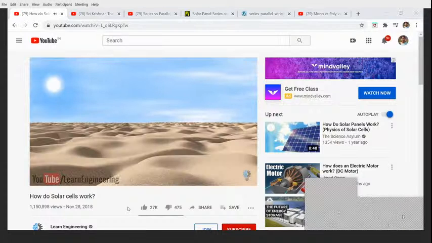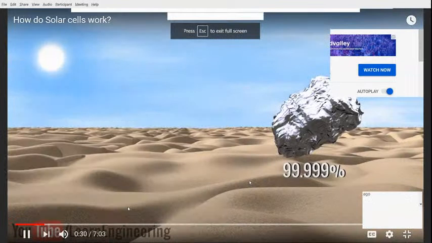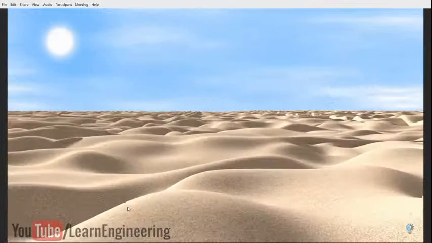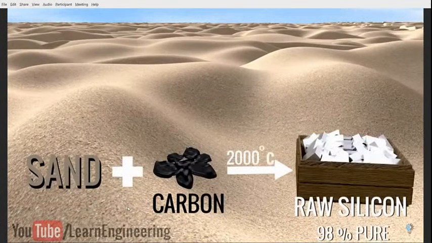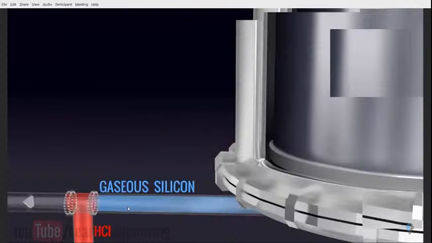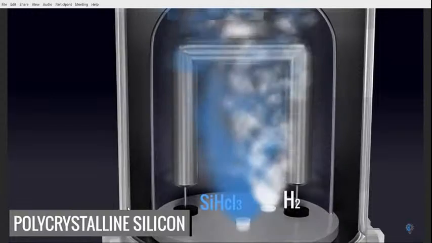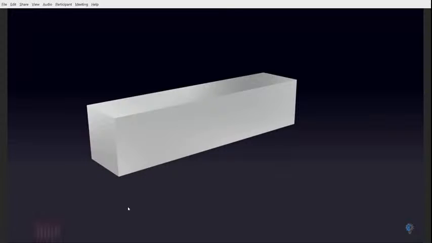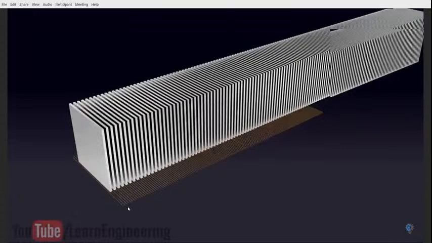The sand has to be converted to 99.999% pure silicon crystals to use in solar cells. The sand has to go through a complex purification process as shown. It's converted into a gaseous silicon compound form. Then mixed with hydrogen, you can get highly purified polycrystalline silicon. These are reshaped and converted into very thin slices called silicon wafers. The wafer is the heart of a photovoltaic cell.